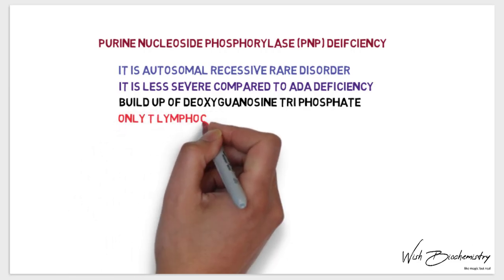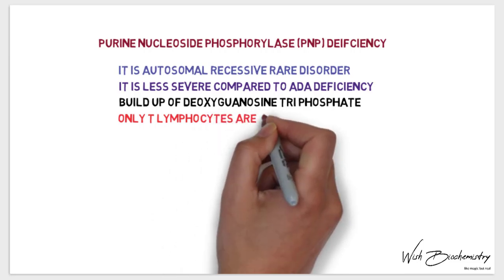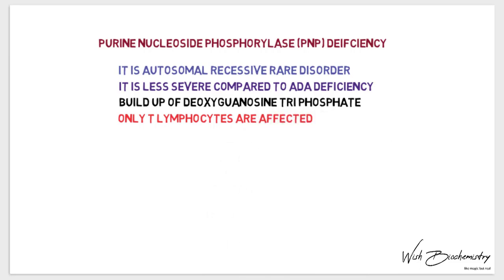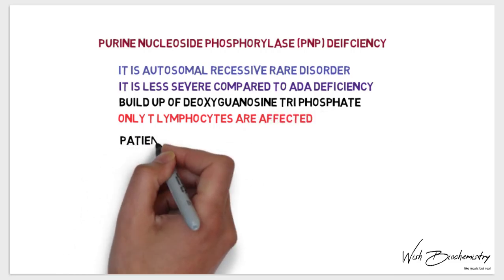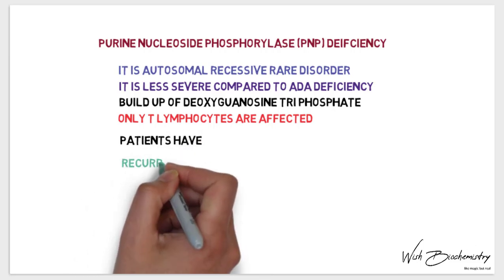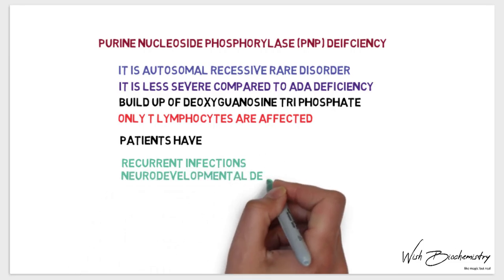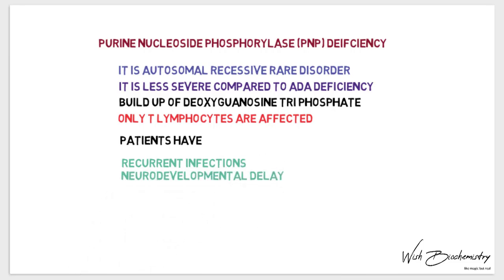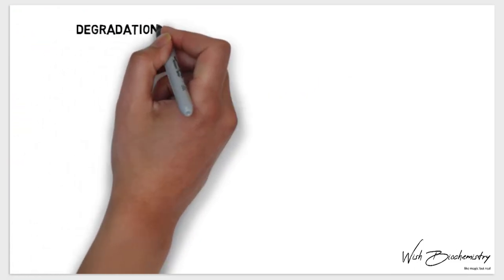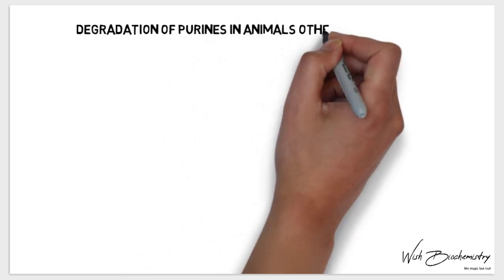The buildup of this deoxyguanosine triphosphate is toxic to cells, especially the immature T cells in the thymus, which damages them and triggers self-destruction. Patients suffer from recurrent infections and neurodevelopmental delays. Now we will discuss the degradation of purines in animals other than humans.